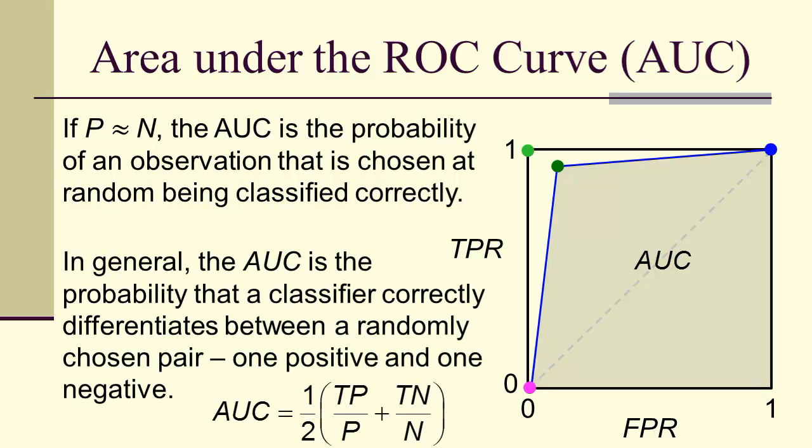In general, the area under the curve is the probability a classifier correctly differentiates between a randomly chosen pair. So if you randomly chose a pair and you knew that one was positive and one was negative, the area under the curve would be the probability that the classifier would differentiate between the two correctly.